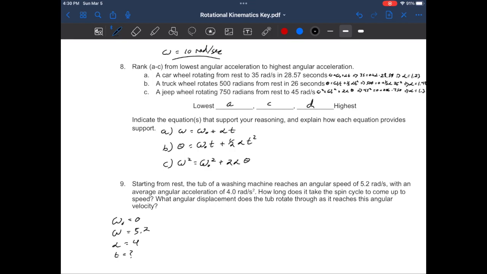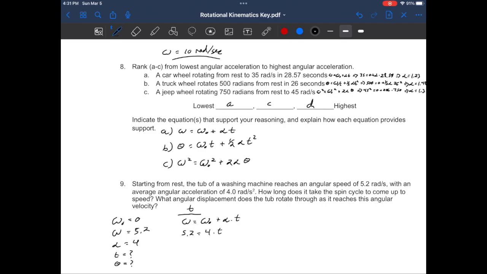How long does it take the spin cycle to come up to speed? So I'm looking for time. What angular displacement, looks like I'm looking for theta as well, does the tub rotate through as it reaches the angular velocity? So I think I'm going to do time first. I'm going to use the WOTAT equation. I'm just calling it WOTAT because that's the way it looks like it's spelled after the equal sign. Kind of like we talked about VOTAT when we were doing linear.